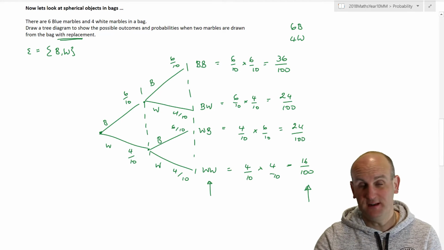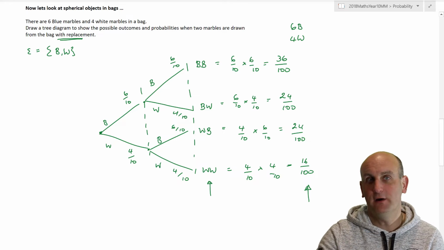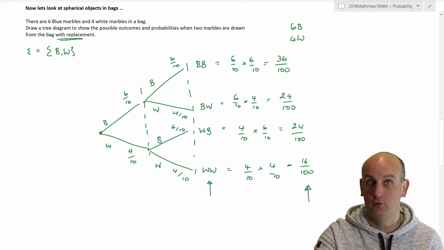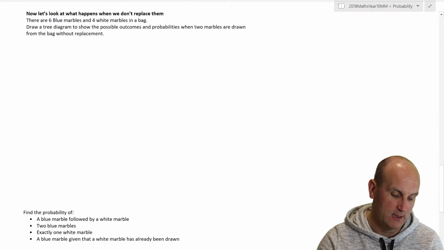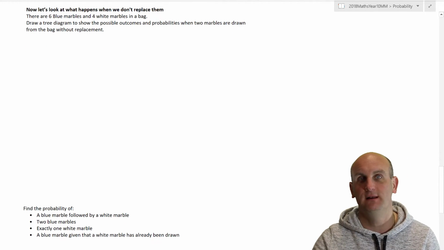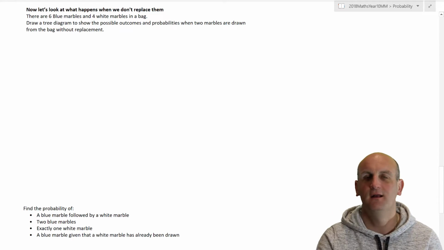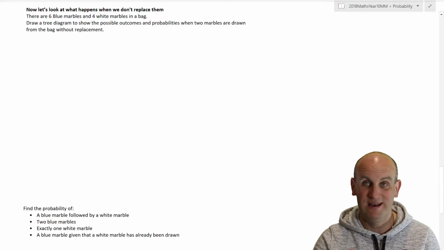What I'm now going to do is effectively repeat the question, but I'm now going to do it so that I actually don't replace the marbles. Here we go. So, same question. We don't need to write the blurb. But what you'll notice is at the bottom of my screen now are some questions that I'm going to answer relating to that.